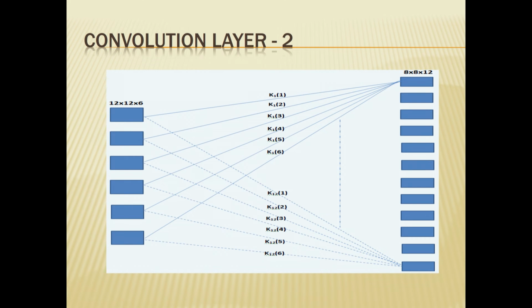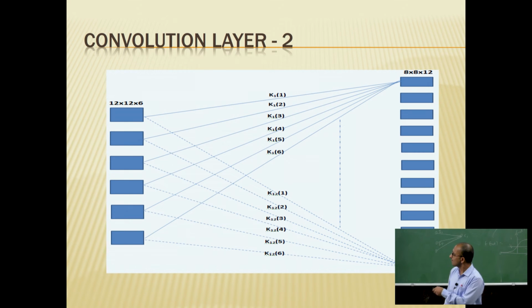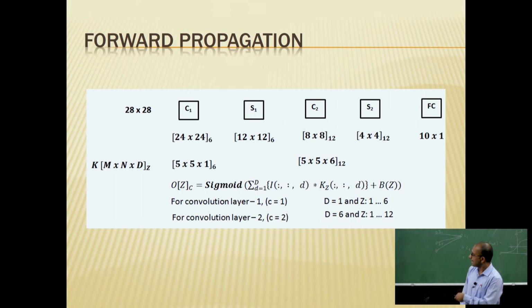You have seen how 6 maps go to 12 maps, and how many filters are required. These many filters are required, each of 5 cross 5. Five cross five filters are required, 6 of them, for getting 1 map here, and again for the next one, like that. This is exactly the expression I wrote there, except that the variable z is here and some other variable there.